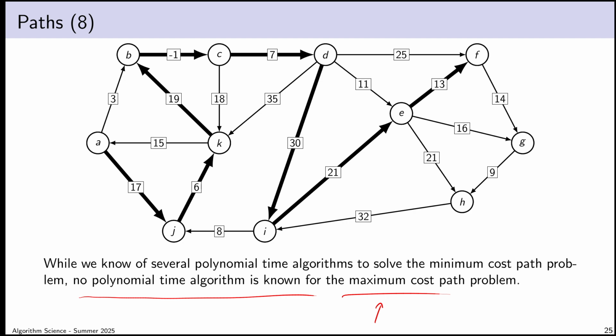And so a lot of work probably went into trying to solve the maximum cost path problem, and the fact that it's been 70 years and nobody's found a fast algorithm certainly implies that if an algorithm exists, it must be hiding somewhere pretty well. I mean, it must be pretty obscure of an algorithm.